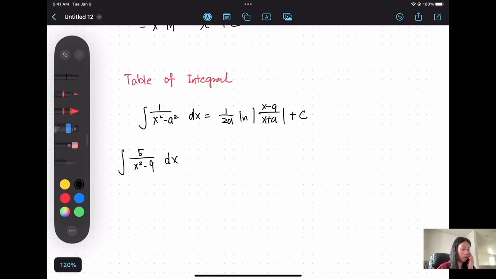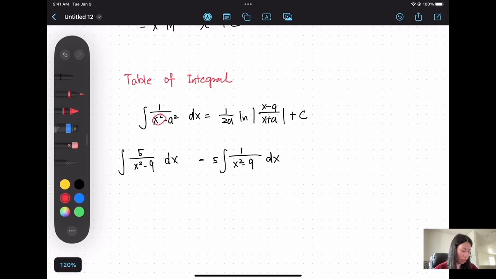This one doesn't look like I can use any of these formulas, because I need an x squared and an a squared, and I want the numerator to equal 1. Well, making the numerator equal to 1 is very easy to fix, right? We just need to pull the 5 out. Now I've taken care of the 1. So how can I make these two similar?